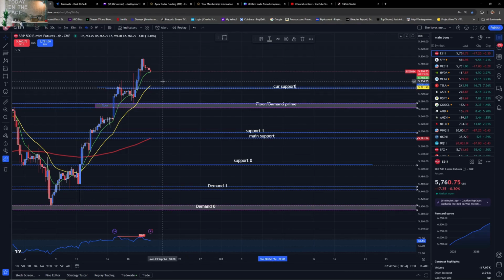Current support. The reason it's not a demand zone is because it's not all the way down the floor. We like our demand zones at the floor. We have the main support and things as we go down through there, but this is our demand zone at the floor.